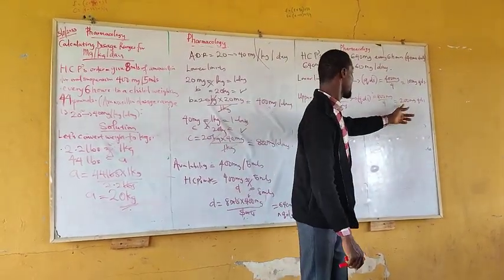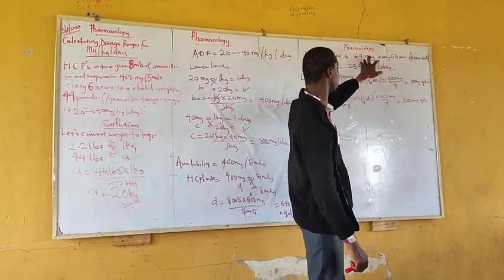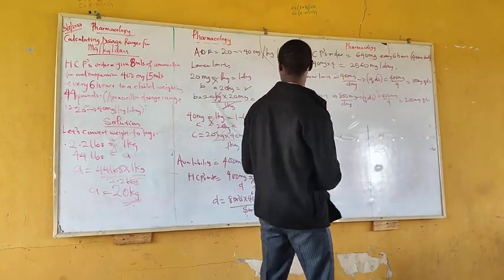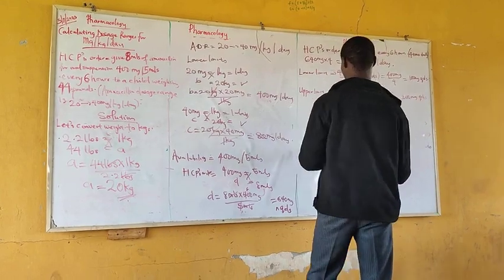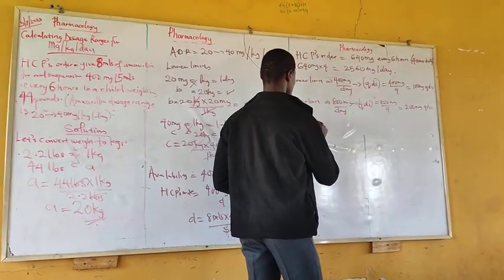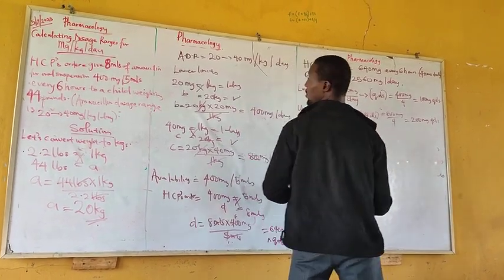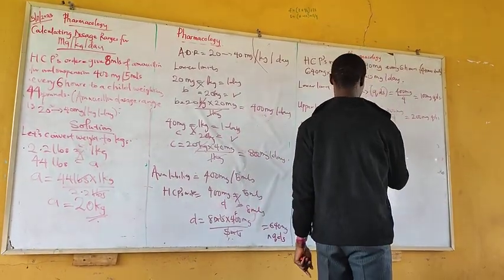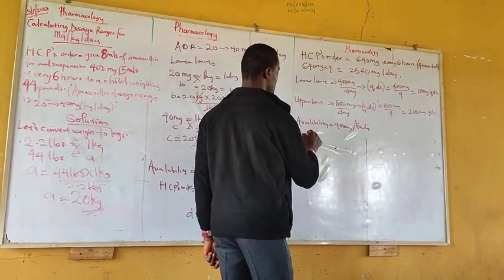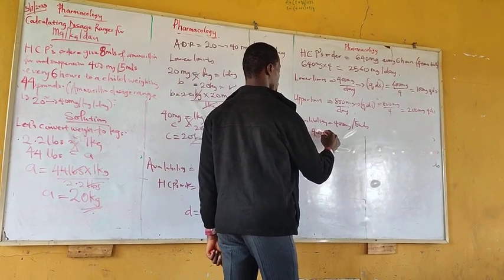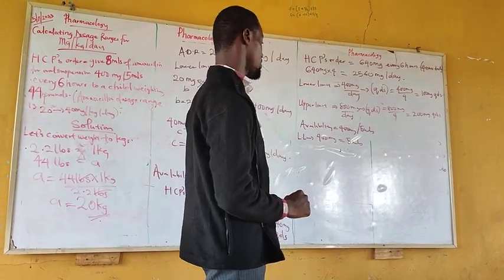Okay, let us get these ones in mls. Since we know that this one is in mls, what do we do? From availability again, which is what? 400 milligrams, right? Yes, sir. Availability is 400 milligrams per 5 mls, right? So for lower limits, what do we have? 400 milligrams equals 5 mls. Do you understand?